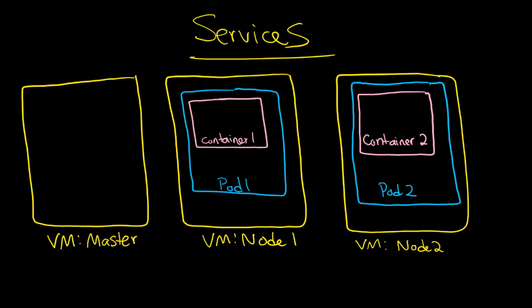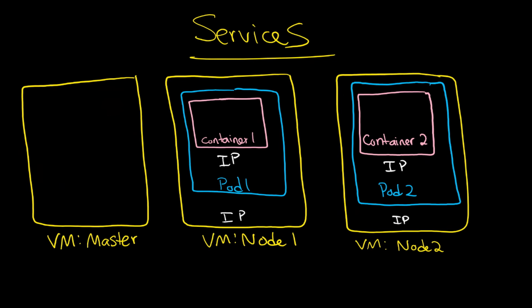So now imagine that you have this setup. You have a single VM as a master. You have node 1 and node 2. Now a pod is going to have an IP address. That is the case for every single pod. It has an IP address. And node 2 will have its own IP address.